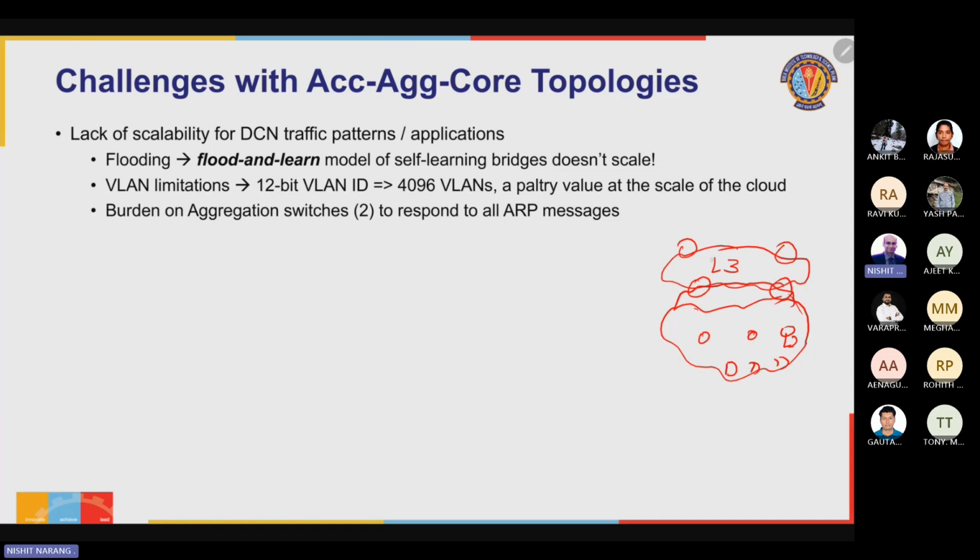What is happening? As external traffic comes in using IP routing, the core switches will receive IP routed packets towards a destination IP address. The core will forward that packet to the aggregation switch, which is catering to the destination IP address. Now, how does that happen?